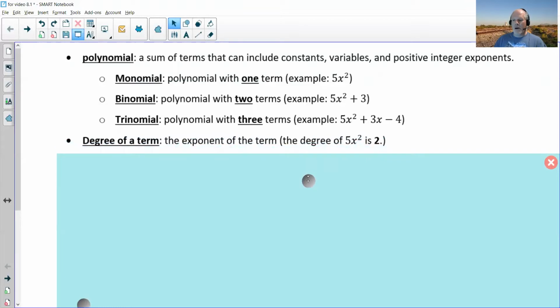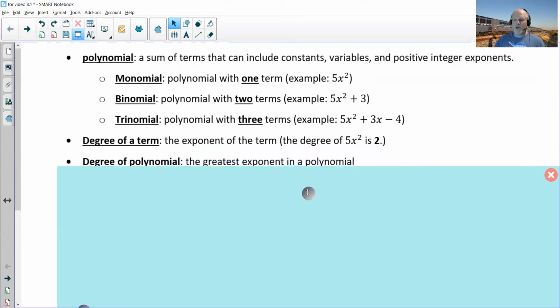Next we can talk about the degree of a term, which is just the exponent of that term. So for example, the term 5x squared has a degree 2 because of its highest exponent of 2.